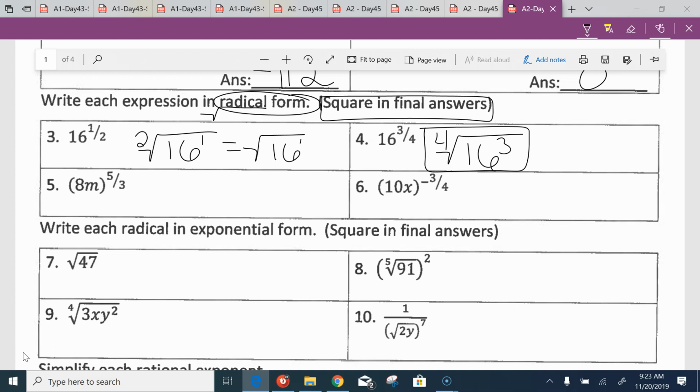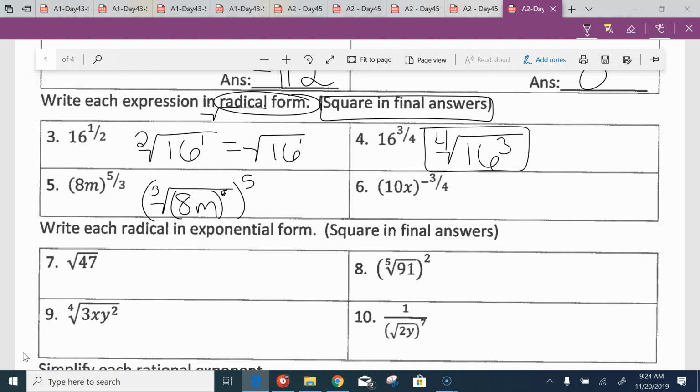Number 5, 8m to the 5/3. That means 8m is going to be under our radical symbol. It's going to be taken to the 5th power with the cube root. If you put this in here with the 5, I probably would have accepted it also. So either one, as long as you had the 3, the 8, and the 5 in more or less those same positions, I gave you credit.